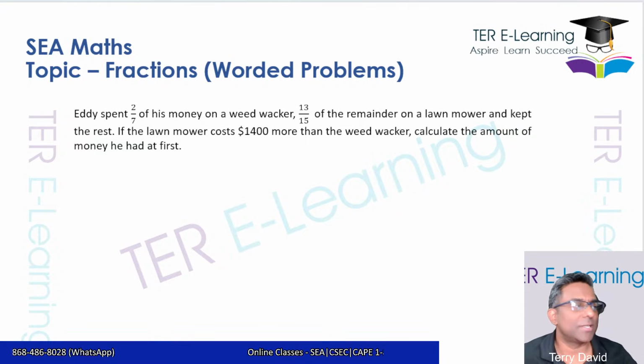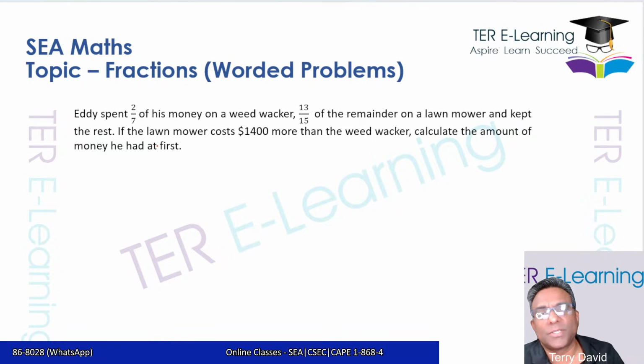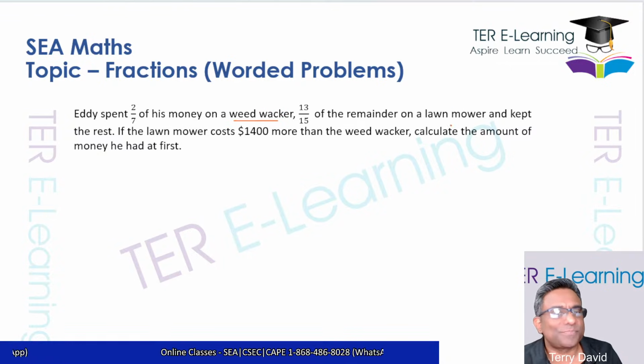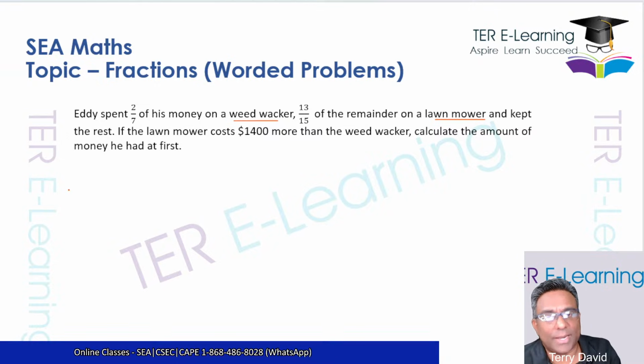Now again, this one is a kind of tricky one here. So we have Eddie, and he's spending his money on two things. He's purchasing a weed whacker, and then part of the remainder is being used to purchase a lawnmower, right? And he kept the rest.